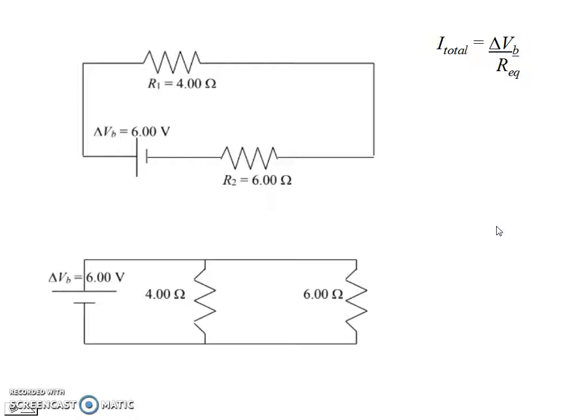You're going to see this throughout your science career. Different teachers, different textbooks use different notation. But in our class, I want us to use delta V to remind us that voltage is the same thing as potential difference. So this delta VB, the battery voltage divided by REQ, that got you the total current for the circuit.